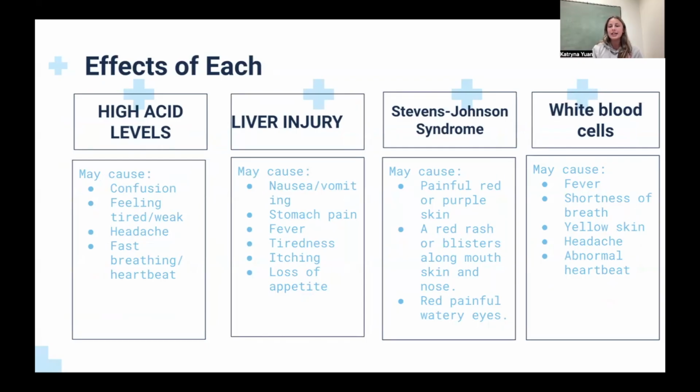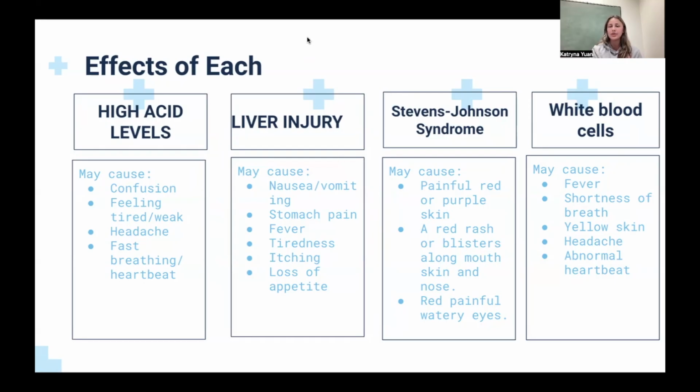So each of the main adverse effects also has different effects of its own. High acid levels can cause confusion, weakness, tired feeling, headaches, and then fast or irregular heartbeats. Liver injury can cause nausea or vomiting, stomach pain, fever, tiredness, itching, or even a loss of appetite. Stevens-Johnson syndrome can cause a painful red or purple skin rash or blistering around the mouth, skin, or nose, or red, painful, watery eyes. And white blood cells can cause fever, shortness of breath, yellow skin, headache, or also an abnormal heartbeat.